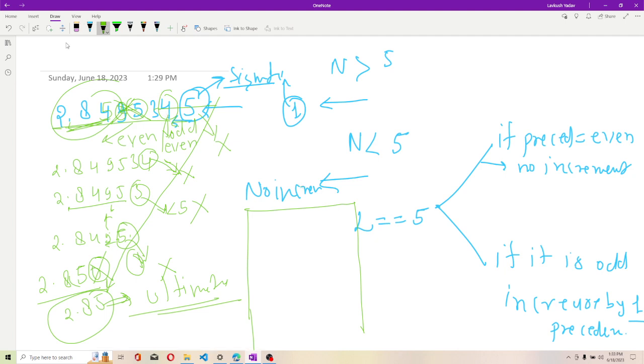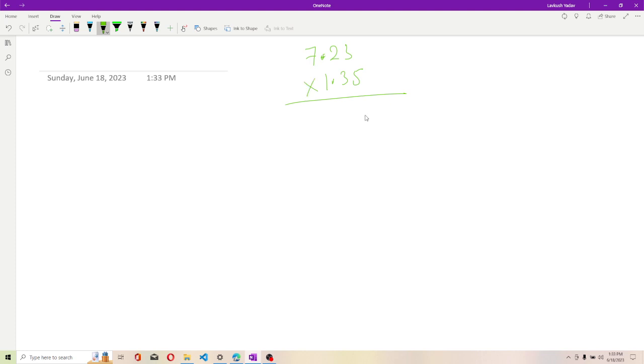Now let's talk about the operations. You can do addition, subtraction. Suppose I'm doing multiplication, 7.1 into 1.35. Now if I am multiplying these two numbers, how many digits will I be getting after the decimal? It would be 4, because we have two numbers after the decimal here, so the result will have 4 digits after the decimal.